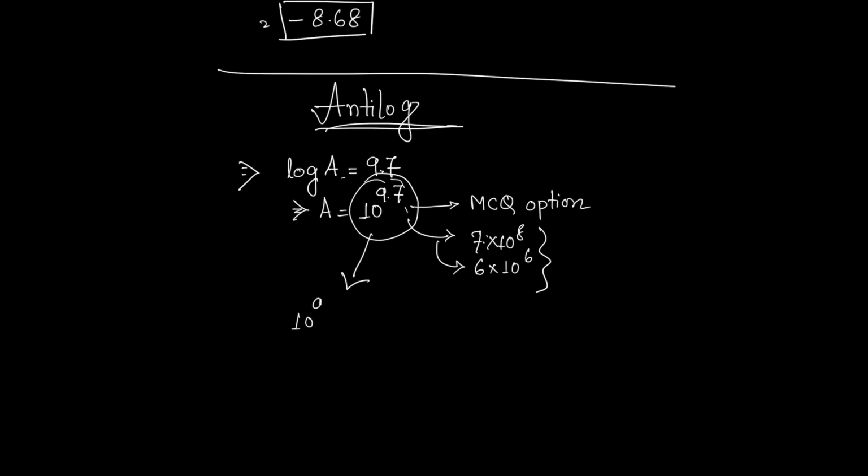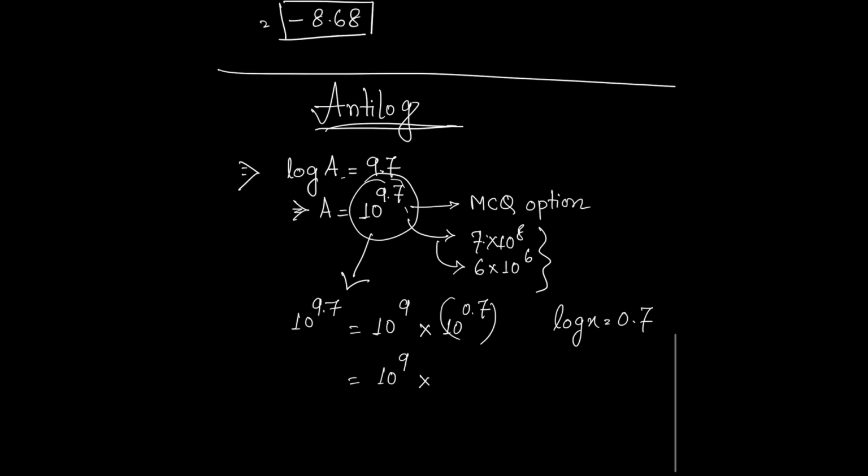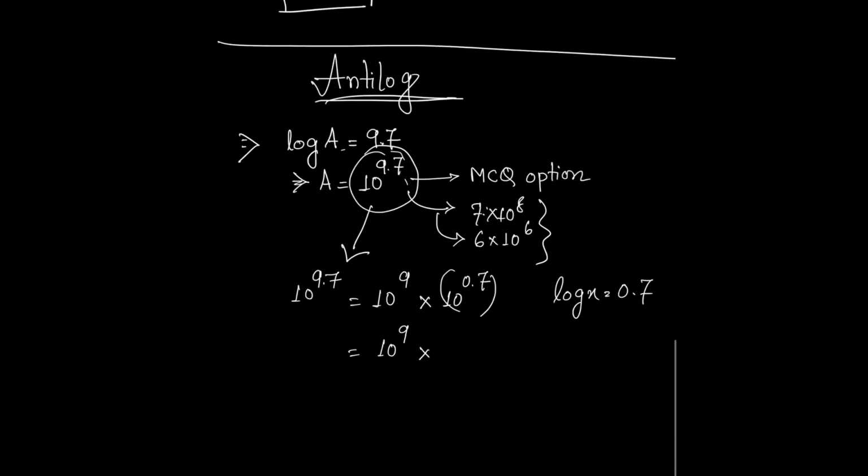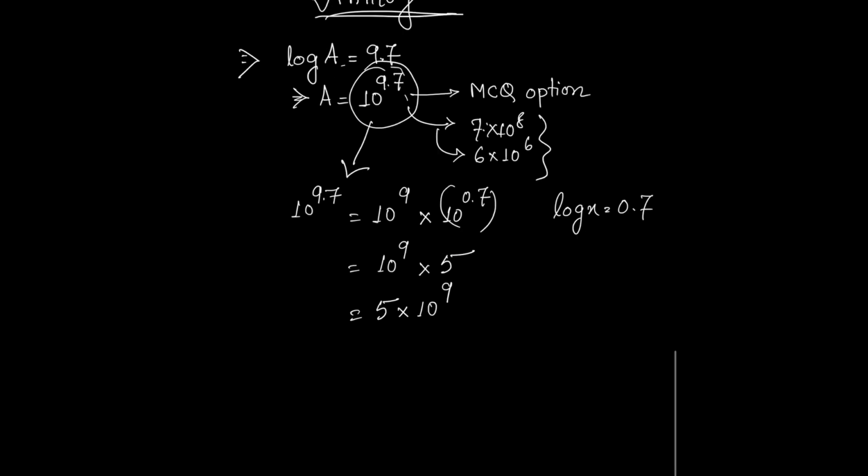How? 10 to the power 9.7, we can write as 10 to the power 9 into 10 to the power 0.7. Now we know 10 to the power 9 would be this, but for 10 to the power 0.7 we have to search the log table, for which number log x was 0.7. By finding that, we will see that log 5 was 0.7. So in place of 10 to the power 0.7 we can put 5. So the answer would be 5 into 10 to the power 9.